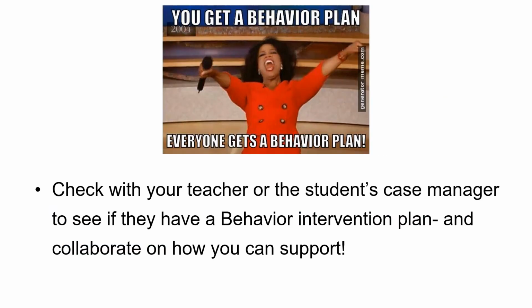You may hear about something called a positive behavior support plan that outlines the supports and strategies to be implemented for reducing problem behavior and for teaching positive skills designed to replace the behavior. The plan is developed once the team has an understanding of the function of the interfering behavior. Check with your teacher or the student's case manager to see if they have a behavior intervention plan and collaborate on how you can support.